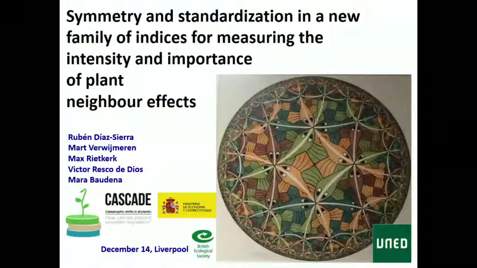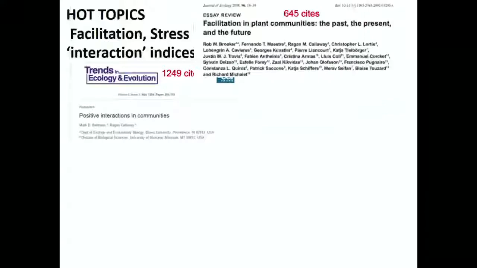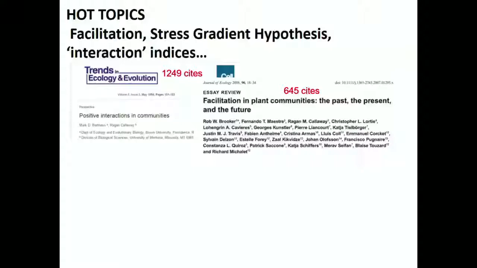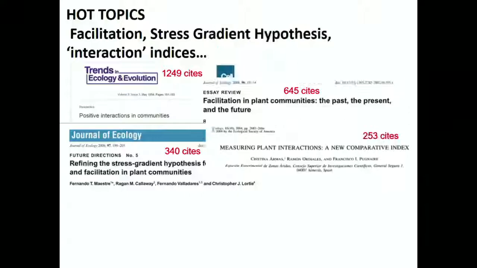For those of you who are not in the field, I haven't seen many people working on facilitation at the conference, but this is quite a hot topic. At the beginning, competition was the queen of the interactions, so all was about competition. But then positive interactions were discovered and seem to be quite relevant and very well studied. For example, the stress gradient hypothesis has been well studied also. And to understand the effect of interactions along gradients, we need indices. These are two very well-known papers in the field about intensity and importance.